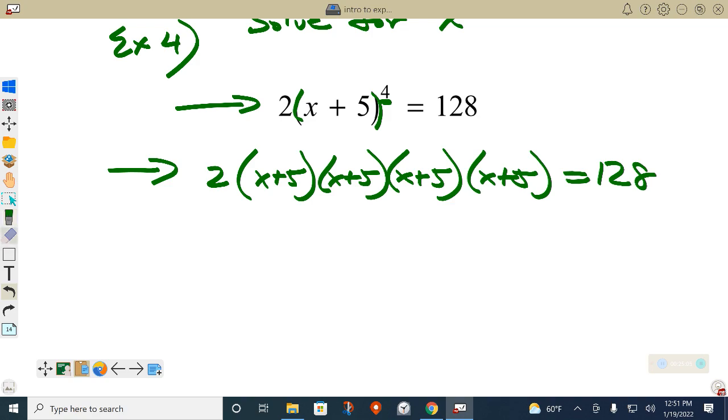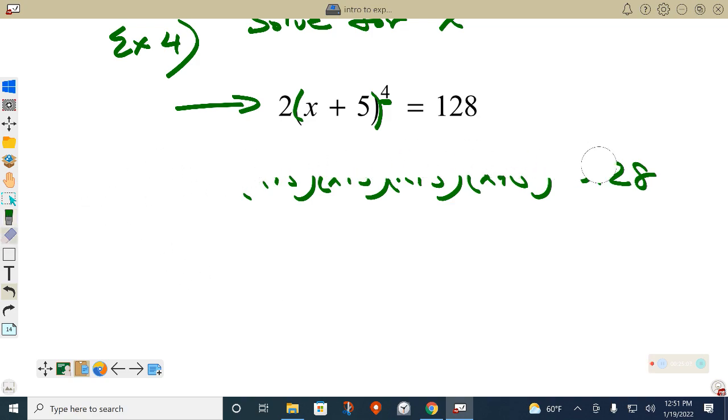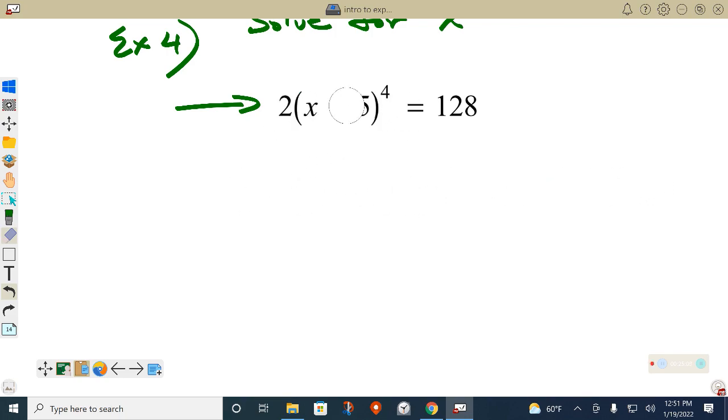So here's what we're gonna do. Let's first get rid of that 2 and isolate just what's being raised to the 4th power. In other words, I'm gonna get the parenthesis by itself on the left side, because that's the only thing being raised to the 4th power, not the 2. How would I get rid of that 2? Anybody? Divide by 2.